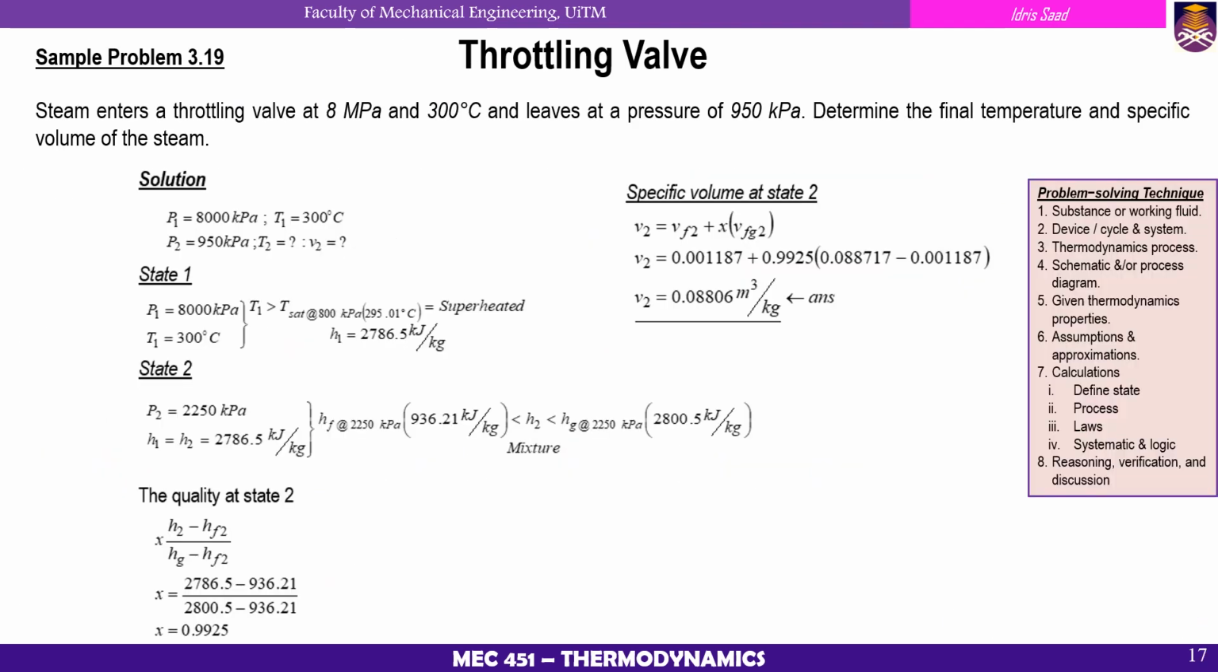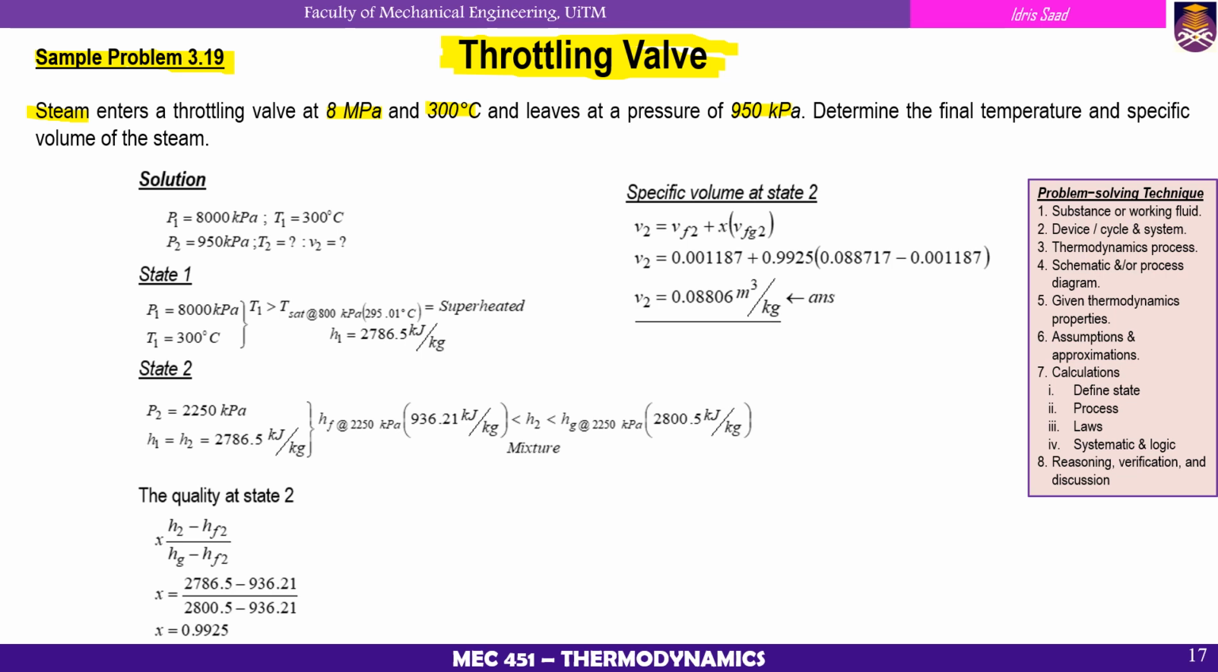This is sample problem 3.19. Basically, this sample problem demonstrates how we are going to use the energy balance equation in the case of a throttling valve. As usual, the first thing is to read the question carefully. The question says steam, which is water, enters a throttling valve at 8 megapascal and 300 degrees Celsius and leaves at a pressure of 900 kilopascal. That is the statement of the problem.